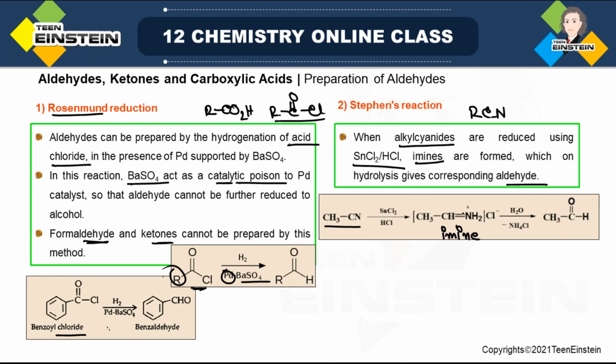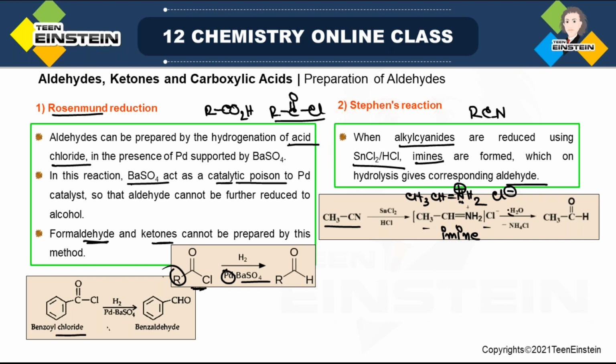So here the imine you can also write it in this way, CH3CH double bond NH. But as here in the medium we have HCl, so this NH, there is a lone pair, it will be protonated, another H will be there. When it is protonated, it is positively charged, and the counter ion is Cl minus. That is why it is written in this way.